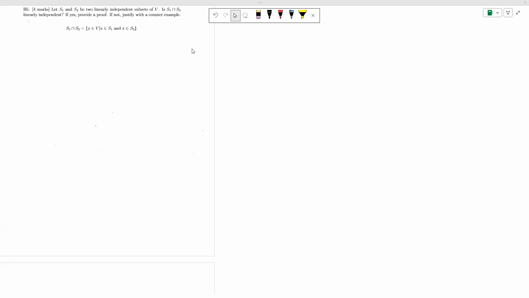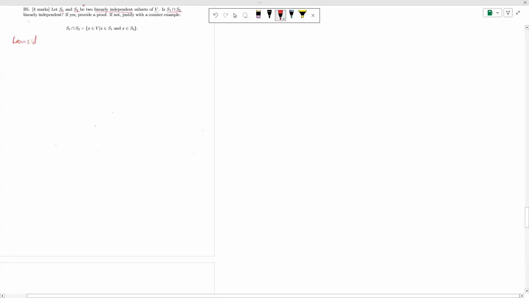So for B5, we are given two sets, S1 and S2, and we're told they're linearly independent. We want to prove that under these conditions, that they're both subsets of the same vector space, S1 intersect S2 is also linearly independent. So what we're going to do is start with a linear combination in S1 intersect S2.